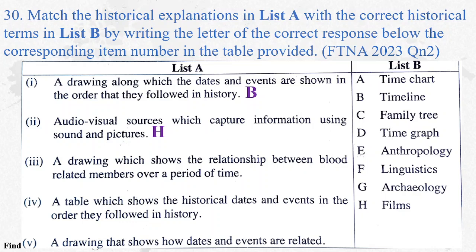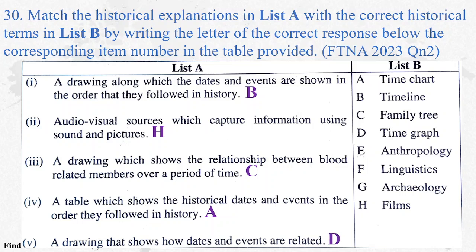A drawing which shows the relationship between blood-related members over a period of time. Family tree, that is the meaning of family tree. And the good thing is we get family trees in the English subject and also here in history. A table, just a table which shows historical dates and events. As long as I said a table, that is time chart. A drawing that shows how dates and events are related, that is time graph.